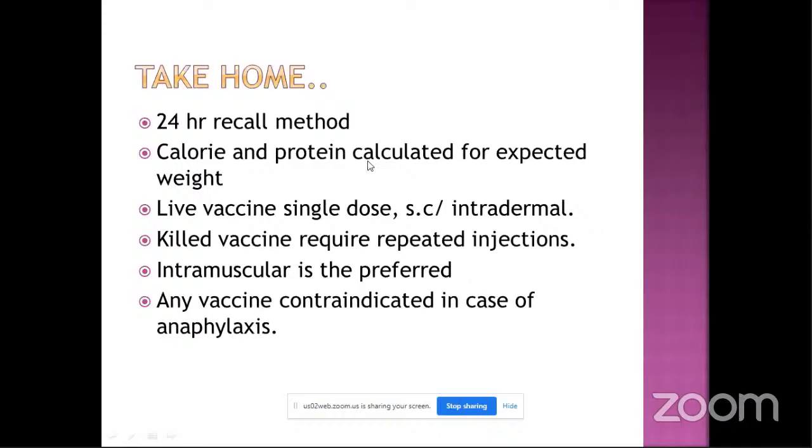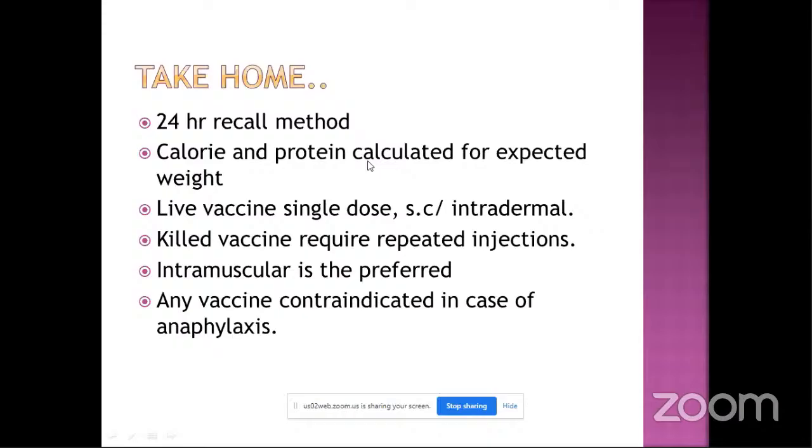Next is the immunization part. Live vaccine, remember, is usually a single dose. Sometimes a second dose can be given. It's subcutaneous or the intradermal route. For the killed vaccine, it requires repeated injections. Mostly it is an intramuscular route.